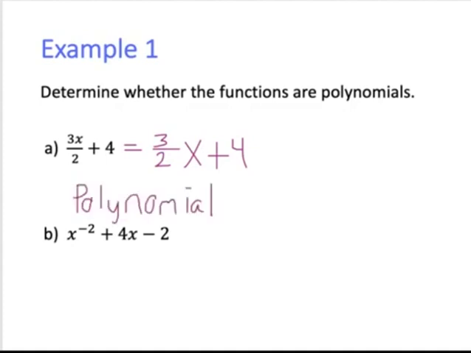Let's look at the next one. We have x to the negative 2 plus 4x minus 2. Notice that we have this negative 2 here. This is not a whole number. This is not a polynomial. Or we can just say a non-polynomial.